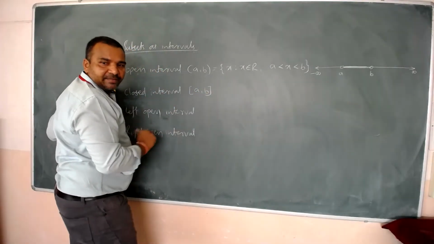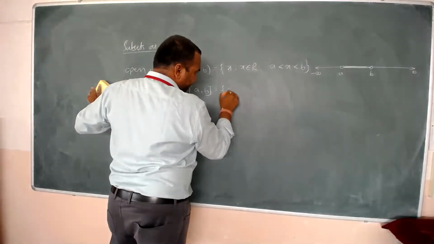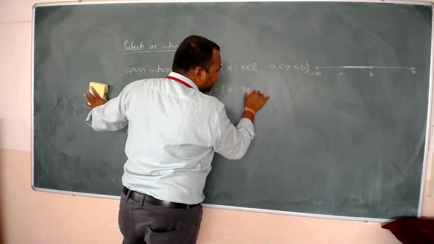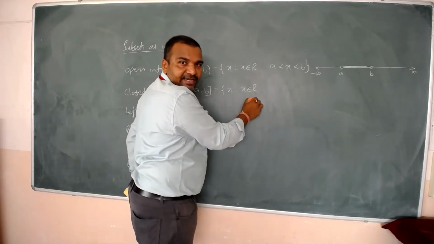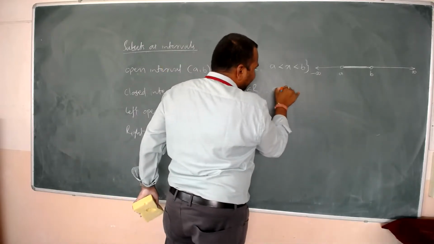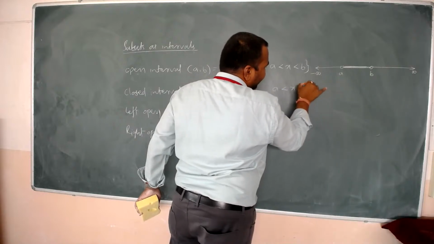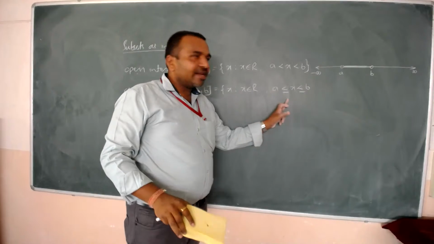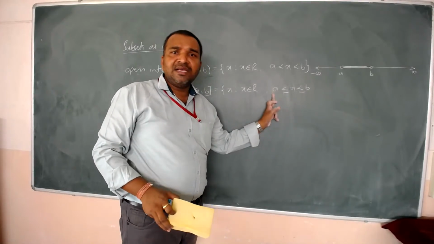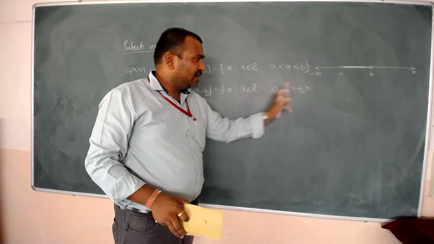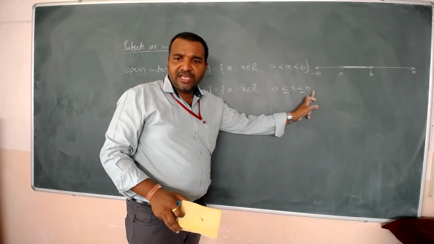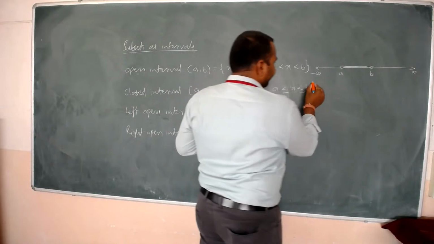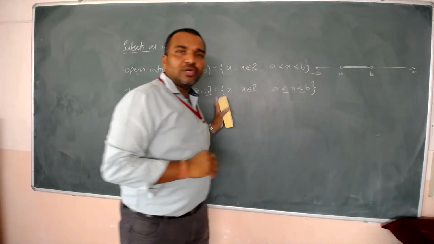Closed interval [a, b]. Its meaning is the same: x is a real number that lies between a and b, including a and b. Less than or equal means a is also there in the interval, and x less than or equal to b means b is also there in the interval. This is the definition of a closed interval.